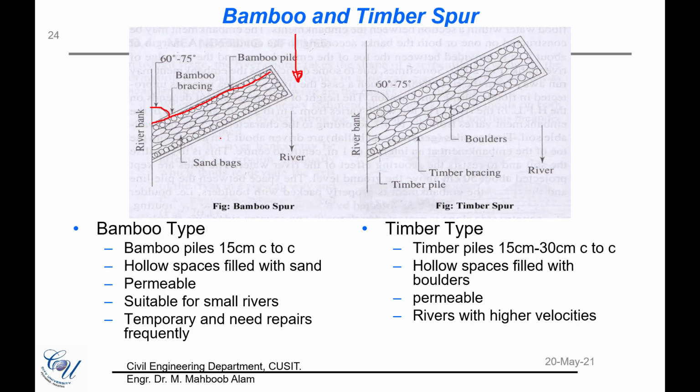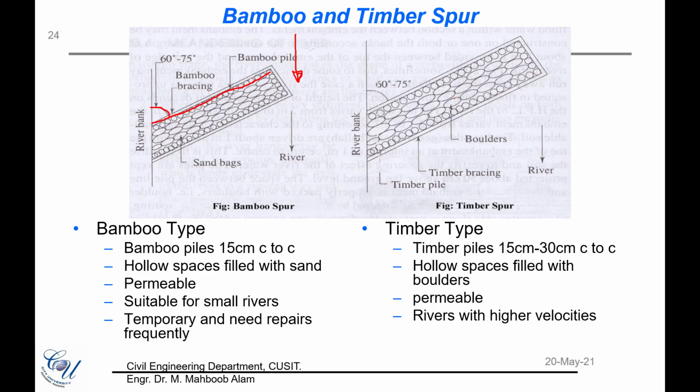The disadvantage of these kinds of structures is that, first of all, they are temporary structures, and they need frequent repairs. Almost after every flooding season you have to look at them, and you have to maintain them almost every year. The timber types are usually installed in a larger river where you have higher velocities, and you need structures which can break those velocities.